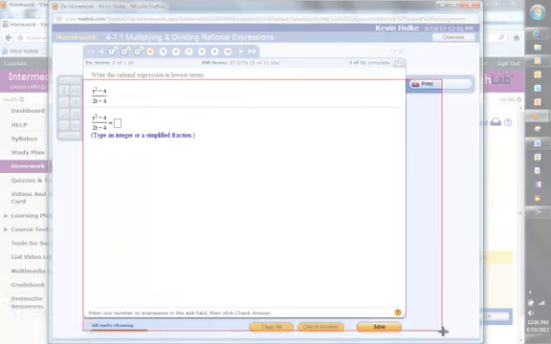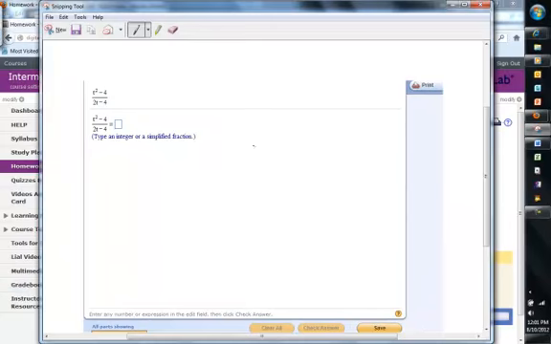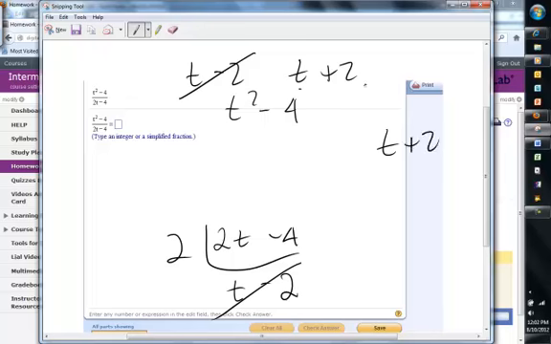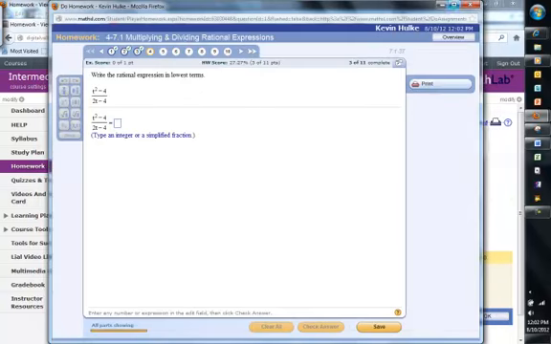Number 4. We've got to factor these. Let's do the denominator down here: 2t minus 4. We can divide everything by 2, and we're left with t minus 2. The numerator, t squared minus 4, has factors t minus 2, t plus 2. So the t minus 2's cancel, and we're left with t plus 2 over 2. Fraction, parentheses, t plus 2 over 2.